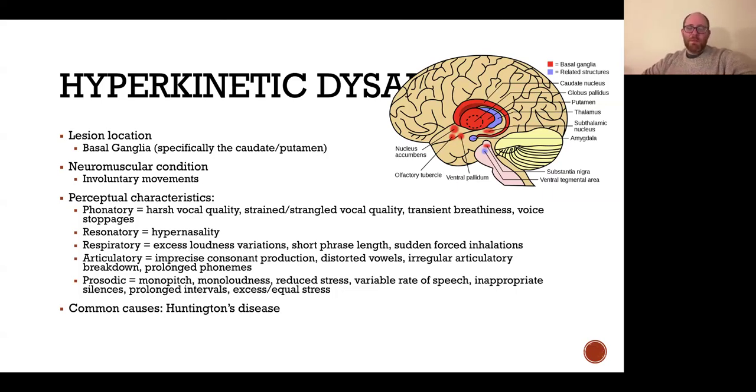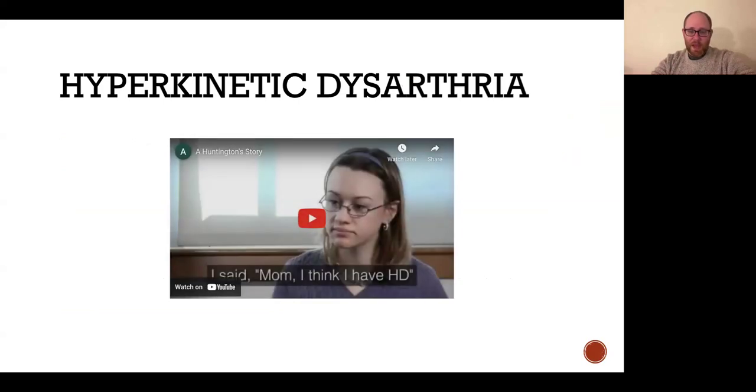From the articulatory system, they again have imprecise consonant production, distorted vowels, irregular articulatory breakdowns, and prolonged phonemes, where they're actually prolonging the phoneme that they want to try to produce. And then in the prosodic system, they have monopitch, monoloudness, reduced stress, a very low rate of speech, inappropriate silences, prolonged intervals, and then excess and equal stress. The most common cause of this type of issue is Huntington's disease. And we're going to watch a case here on the next slide.